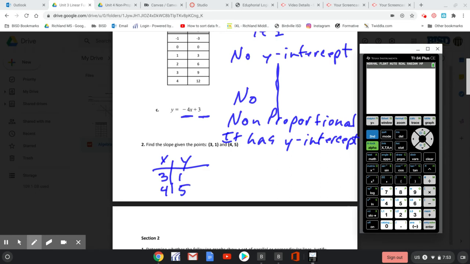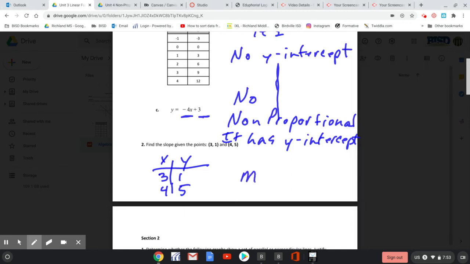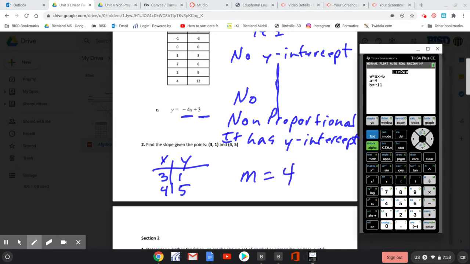And I'm going to hit stat, enter. I'm going to put a 3, 4, tab over. I'm going to put a 1 and a 5. I'm going to hit stat, tab 4, enter all the way. And I see that my slope is 4 and my y-intercept is -11. So the question is, what is your slope? And the slope is 4. Okay, let's look at the next one.